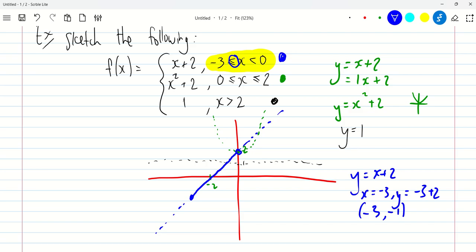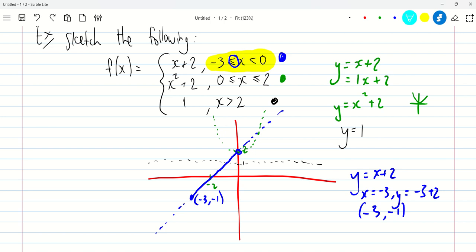Okay, so that's the blue section done now. I'm going to label that endpoint, -3, -1 there. That goes up, and it doesn't include the other end, because it's not equal to that. Well, good. All right, let's do the next part.